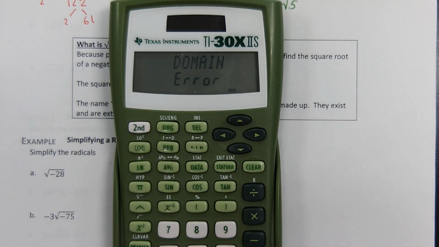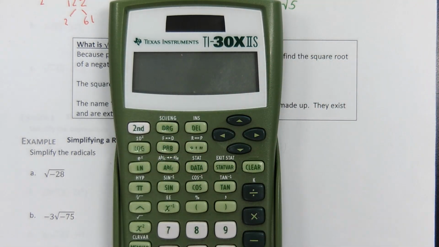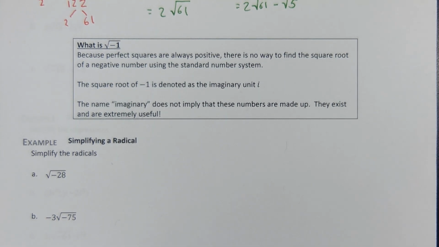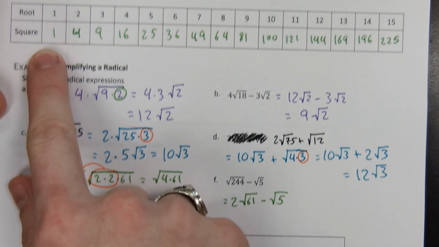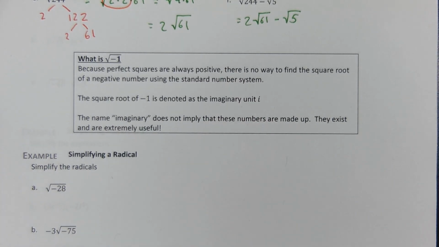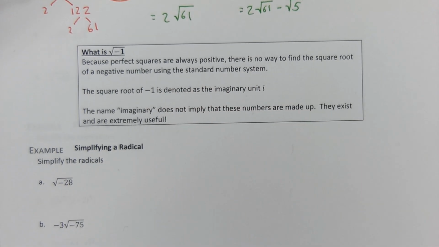And the reason why this calculator can't do it is because this calculator can only do things in the real number system. But there's a whole other number system out there called the imaginary number system. That doesn't mean that it's made up. It doesn't mean it was created. It just is the name that people gave it. So because perfect squares are always positive, I mean, look up here. Those are all positive numbers. Because perfect squares are always positive, there is no way to find the square root of a negative number using the standard number system that you know and love to this point.